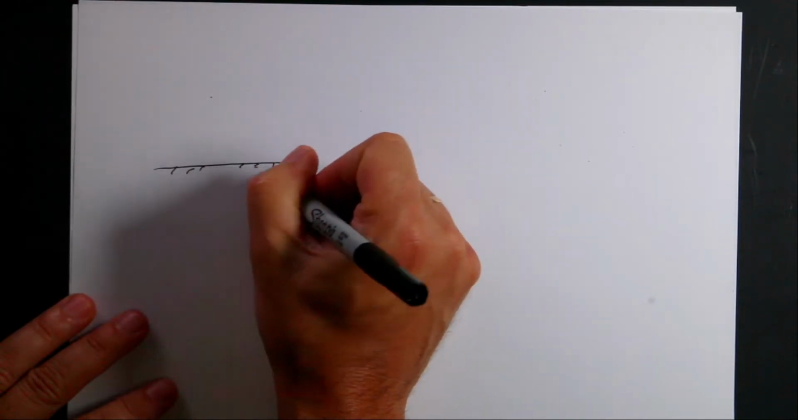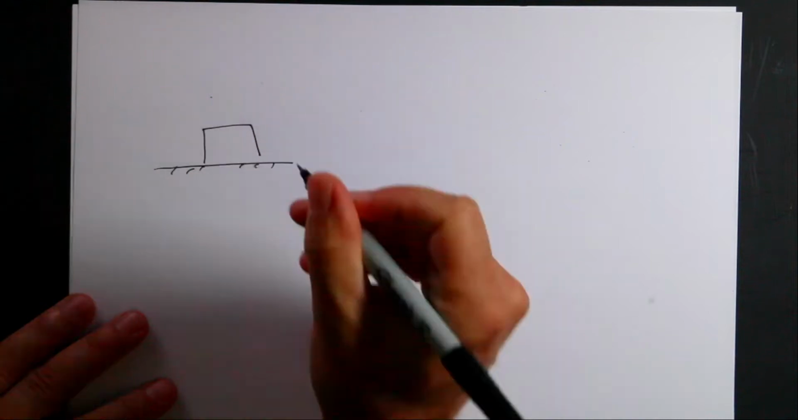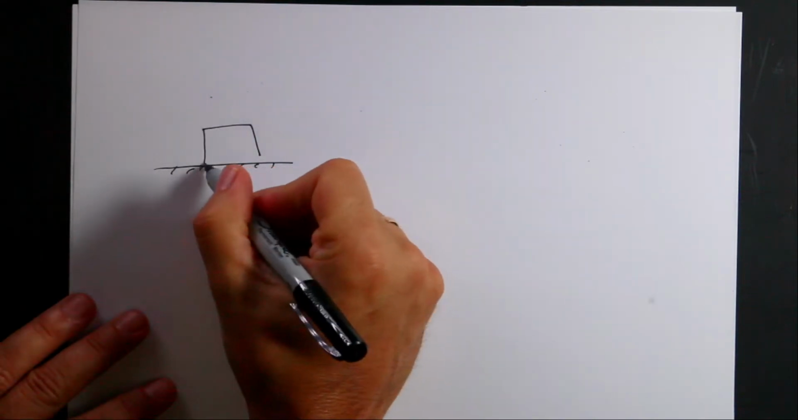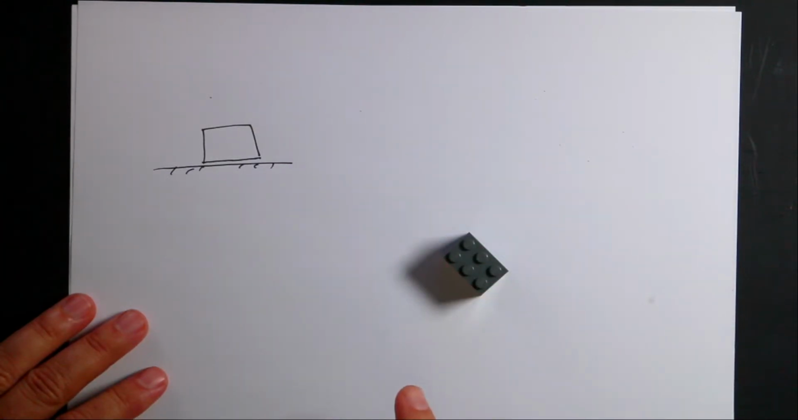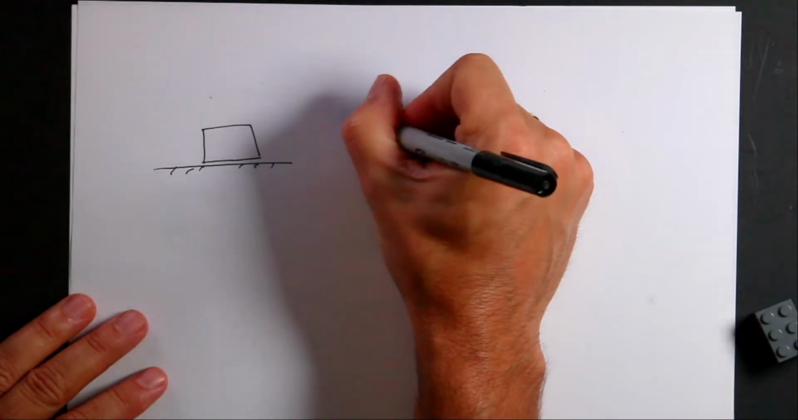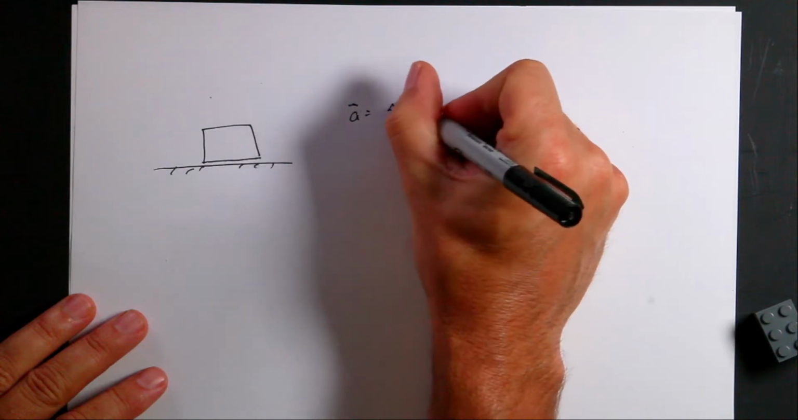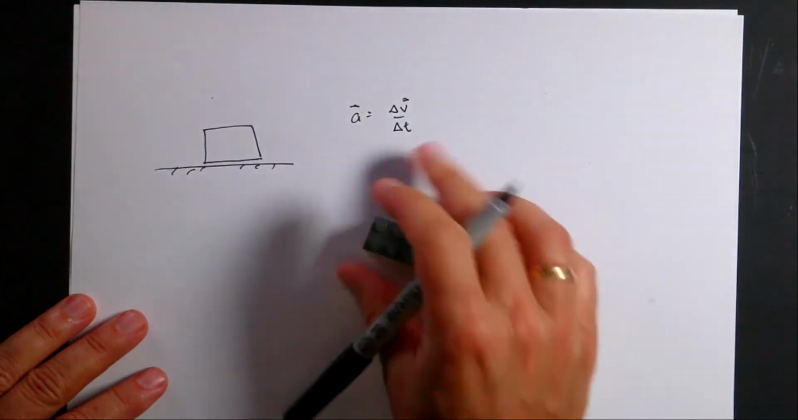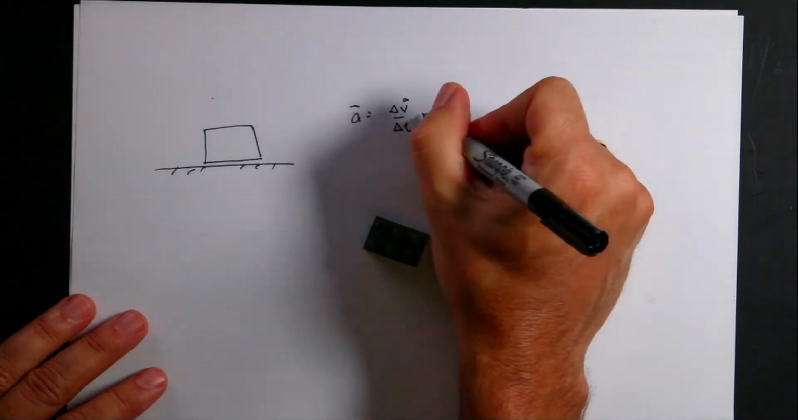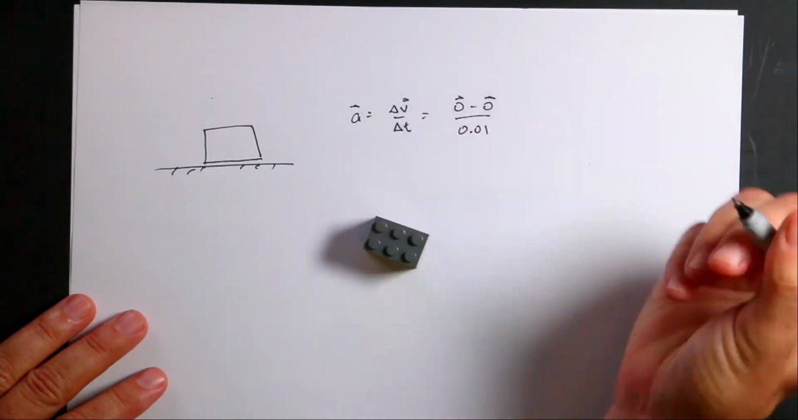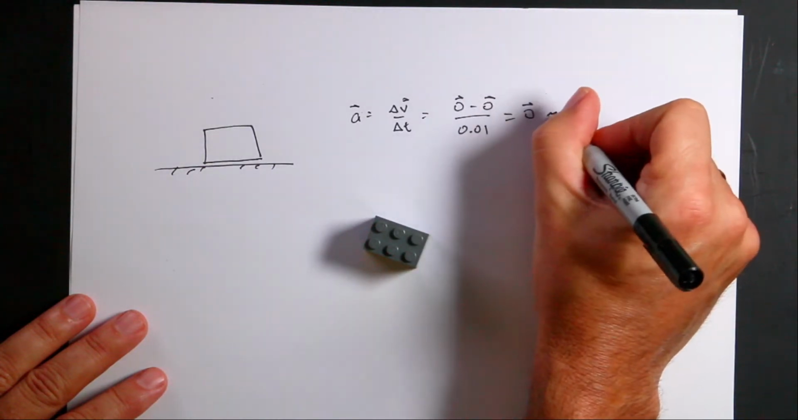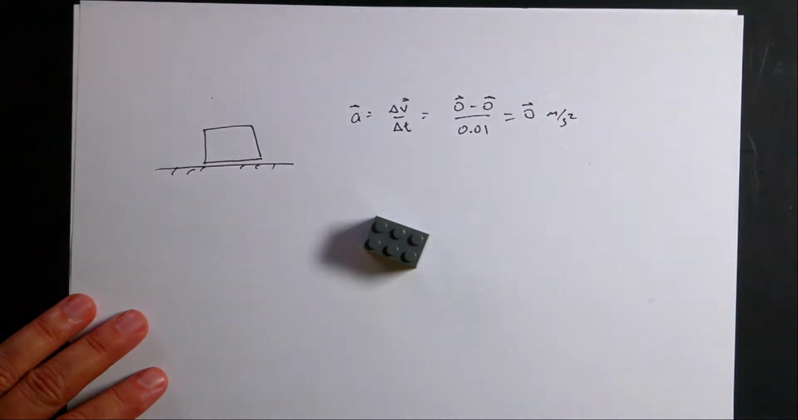Here's the ground, and then here's my block. It's not a very good block. Okay. So if the block is just sitting there, then I know that the acceleration is 0, right? We define acceleration in 2 dimensions as the change in velocity with respect to time. But the velocity is 0, and it stays 0. So this would be the 0 velocity minus 0 velocity over 0.01 seconds or whatever, and that's 0 meters per second squared. So yeah, the acceleration is indeed 0.